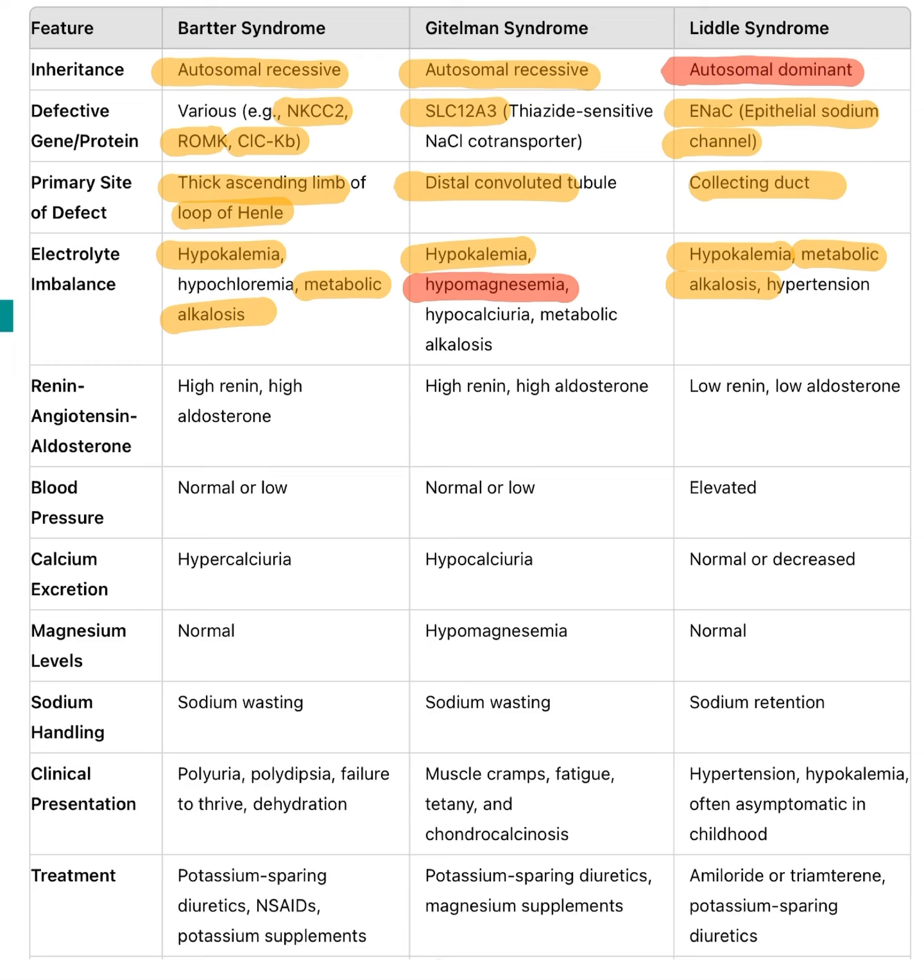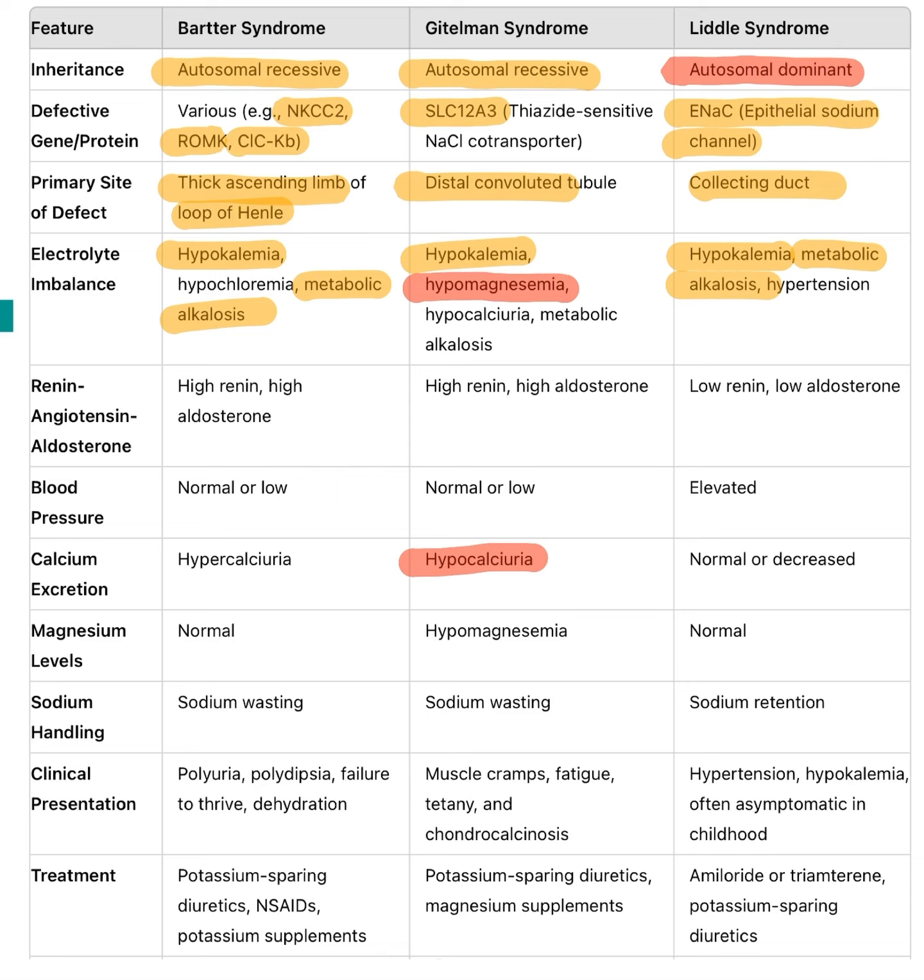Other than that, calcium. What happens in Bartter syndrome is there is hypercalciuria; calcium is lost by the nephrons. Gitelman syndrome is not like that. Like thiazides, one of the side effects of thiazide is hypercalcemia. That's why there is hypocalciuria in Gitelman syndrome. But in Gitelman syndrome, there is not much effect on the calcium levels.